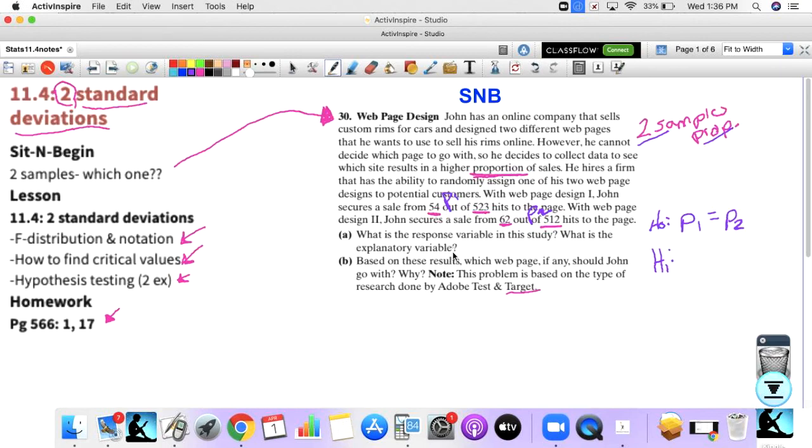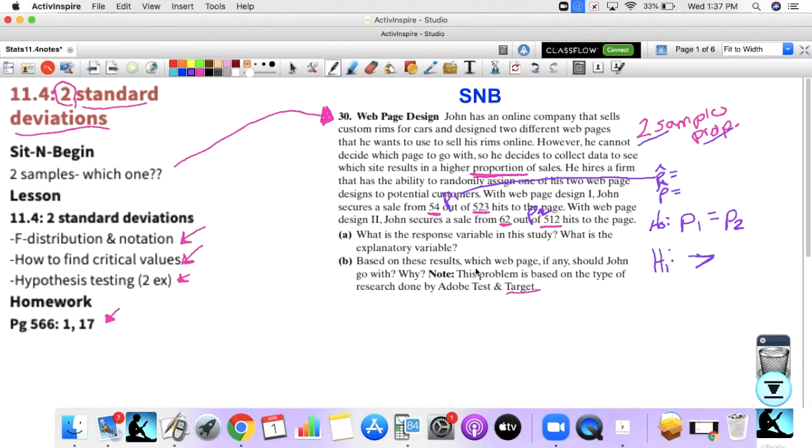Because, let's see, based on these results, which page, if any, should John go with? So now we have to make an assumption. One of them is going to be greater than the other, right? One is going to receive more sales than the other one. Now in our calculator, we have P2 as always set up on this side, but if we decide that P2 should be greater, then we can just flip-flop our symbol. So to make the decision about which one should go where, you might want to just put this one first and this one second, but we should figure out what our P hats are for both of these. Okay, that way we know if that one is actually significantly larger or not.